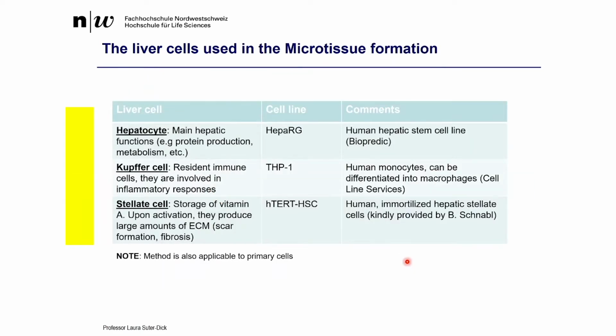So here in the form of a table, we're going to represent the hepatocytes with the HepaRG cells. You know a lot about them from BioPredict. We're going to represent the Kupffer cells, these resident immune cells, by THP1. This is a human monocyte-derived cell line, which fulfills many of the functions of the Kupffer cells. And we will represent the stellate cell by an immortalized stellate cell line that has been provided by Bernd Schnabel. So three different cell types will be used in this model.